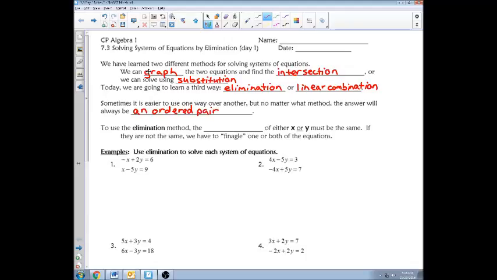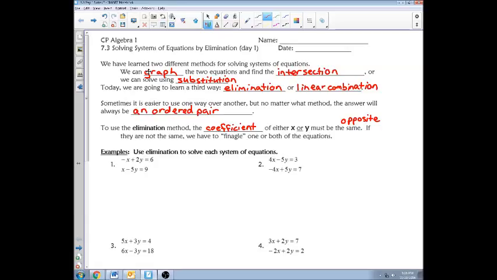To use the elimination method, the coefficient of either x or y must be the same. I don't like that it says same here, because really what it means is that they need to be opposite of each other. Yes, it needs to be the same number, as far as if I have a 2x and a negative 2x, that will work, but not 2x and 2x. That's not going to do anything for me.